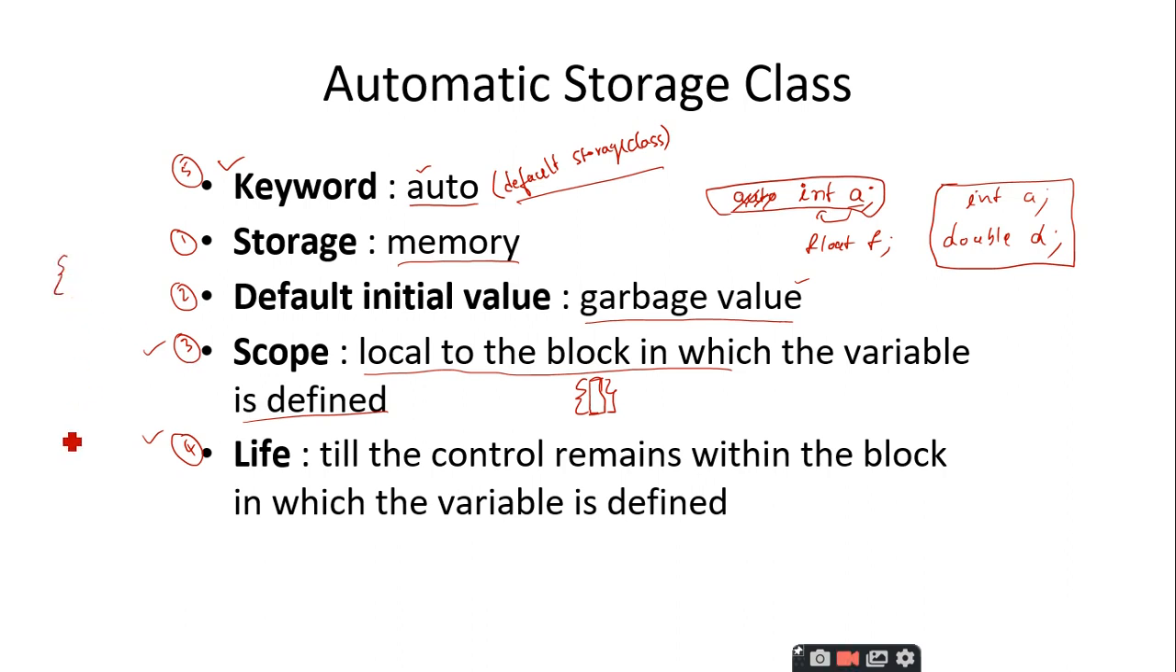For example, I take a block like this and I take a variable int i. This is an automatic variable, so it will be stored in the primary memory. The default initial value is garbage value and the scope is local, from here to here. And the lifetime is till the control remains within that block. So the variable i will be alive here, and as long as the control lies within this closing curly brace, it will be alive. You can access the value of i. That is all about the automatic storage class.